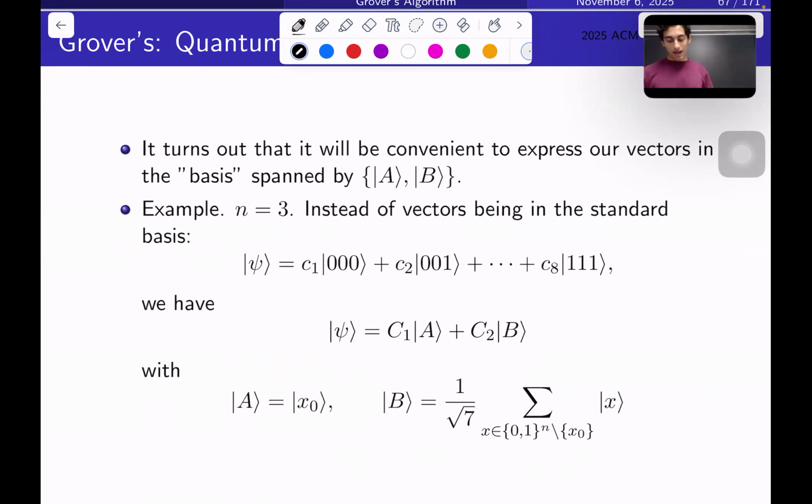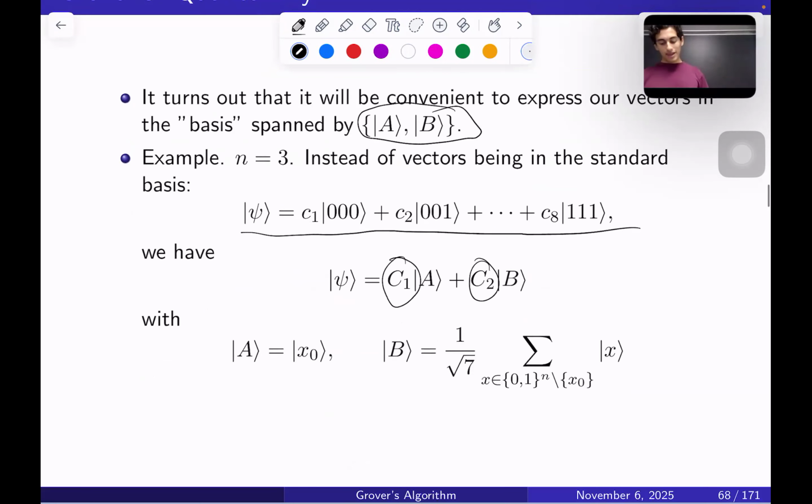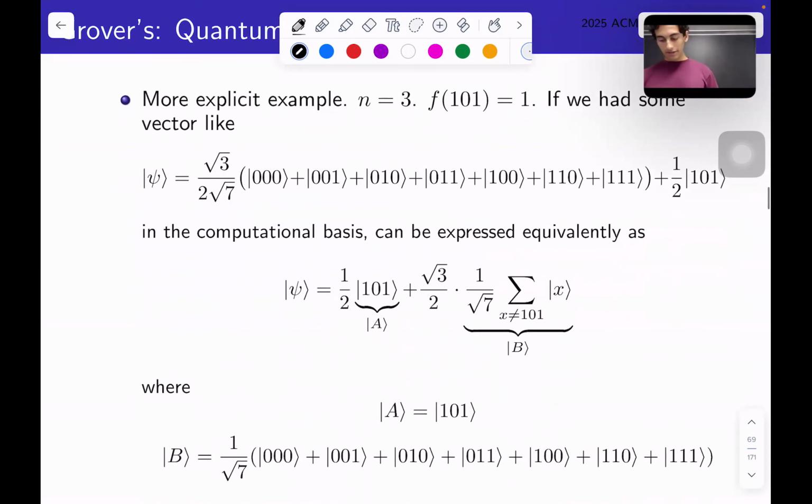Let's say you have n equals 3 again, so 3-bit strings, and you have some linear combination of the 8 basis states. You can instead express that in the basis spanned by A and B with some new coefficients, capital C1 and capital C2. A is that secret bit string that we want, and B is some weighted combination of the bit strings that we don't want. Here's an example again.